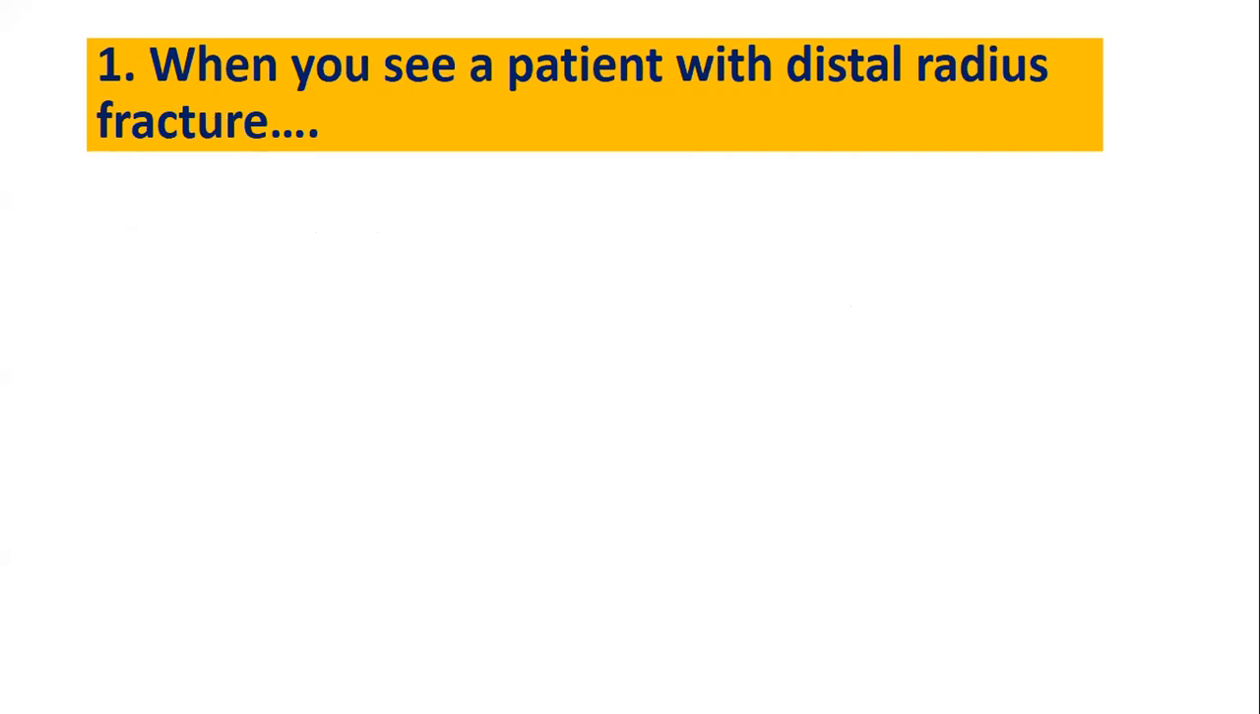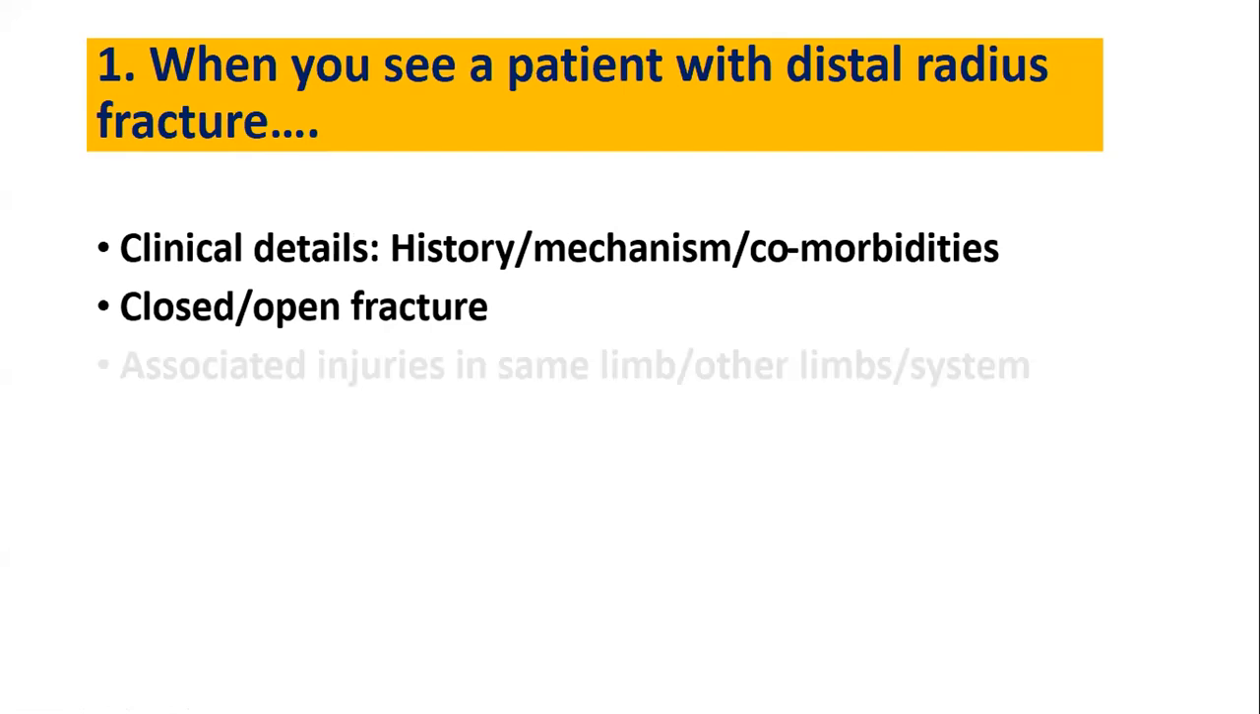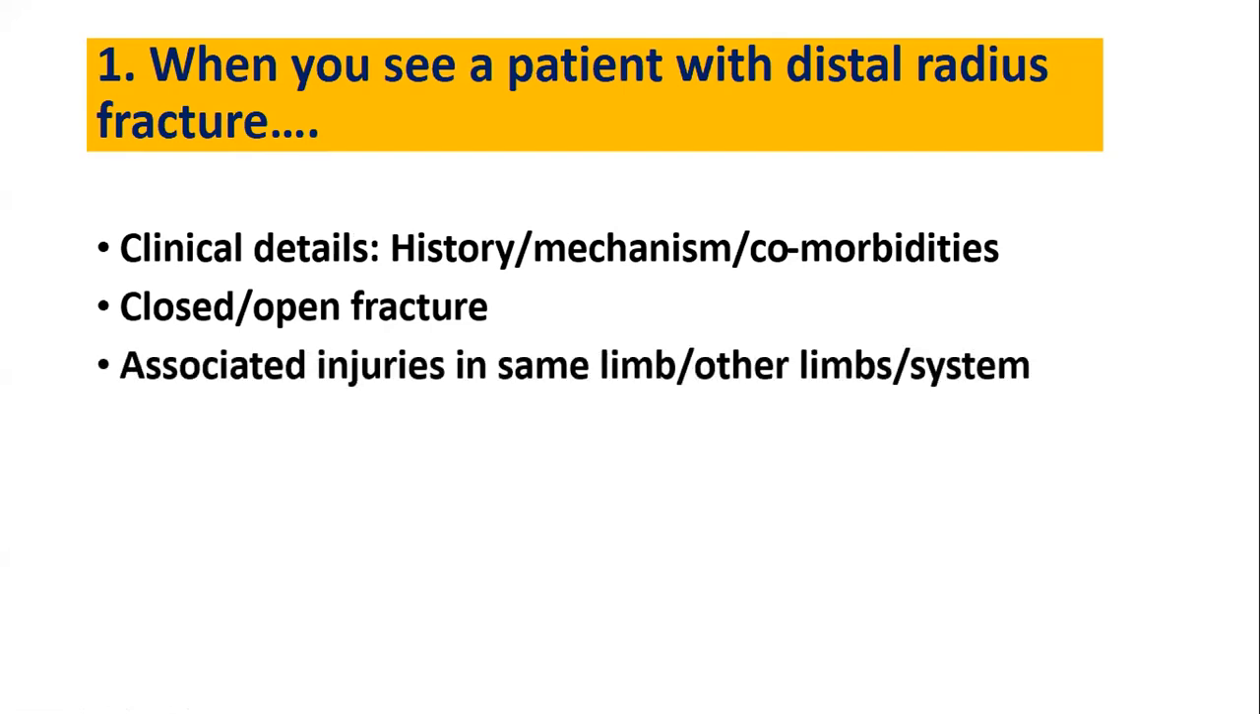So when you see a patient in the triage with a distal radius fracture, of course, I expect my residents to at least report to me in this particular way: clinical details, the history, mechanism, and comorbidities. Comorbidities are very important. If not asked on the first day, a lot of times it's forgotten. Obviously, whether it's a closed or open fracture, and associated injuries in the same limb, very, very important. A lot of times we do miss an injury just proximal, near the elbow. Other limbs or other systems, how bad is the swelling? Very important again, and the neurovascular status, of course.